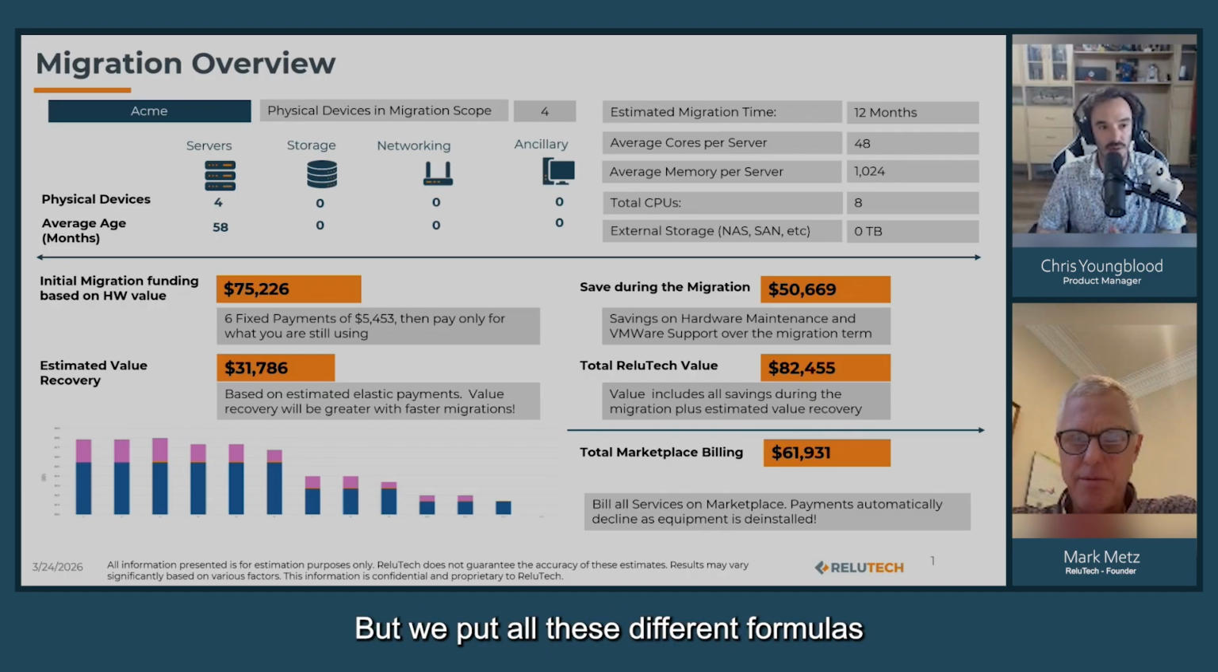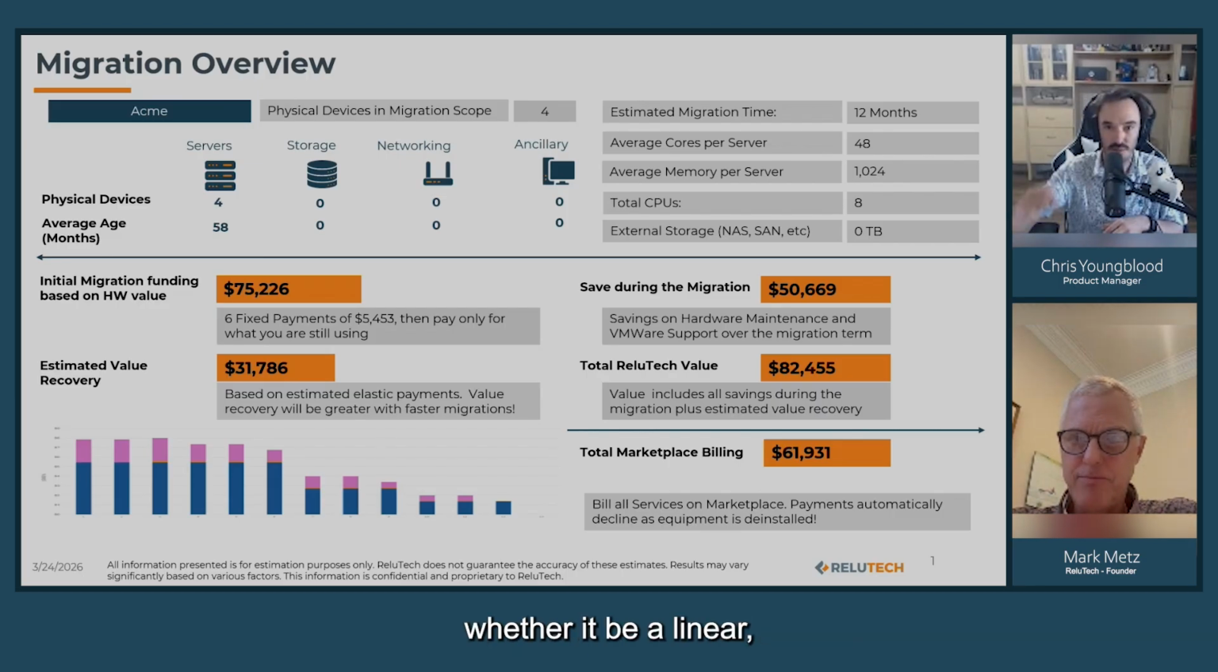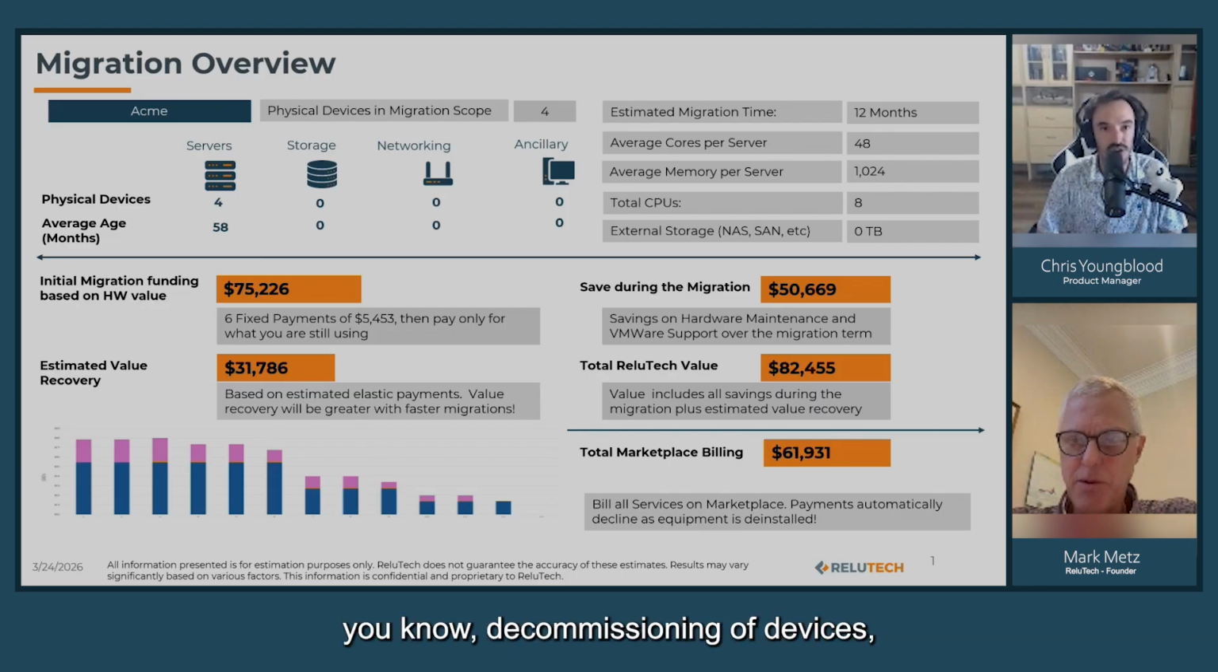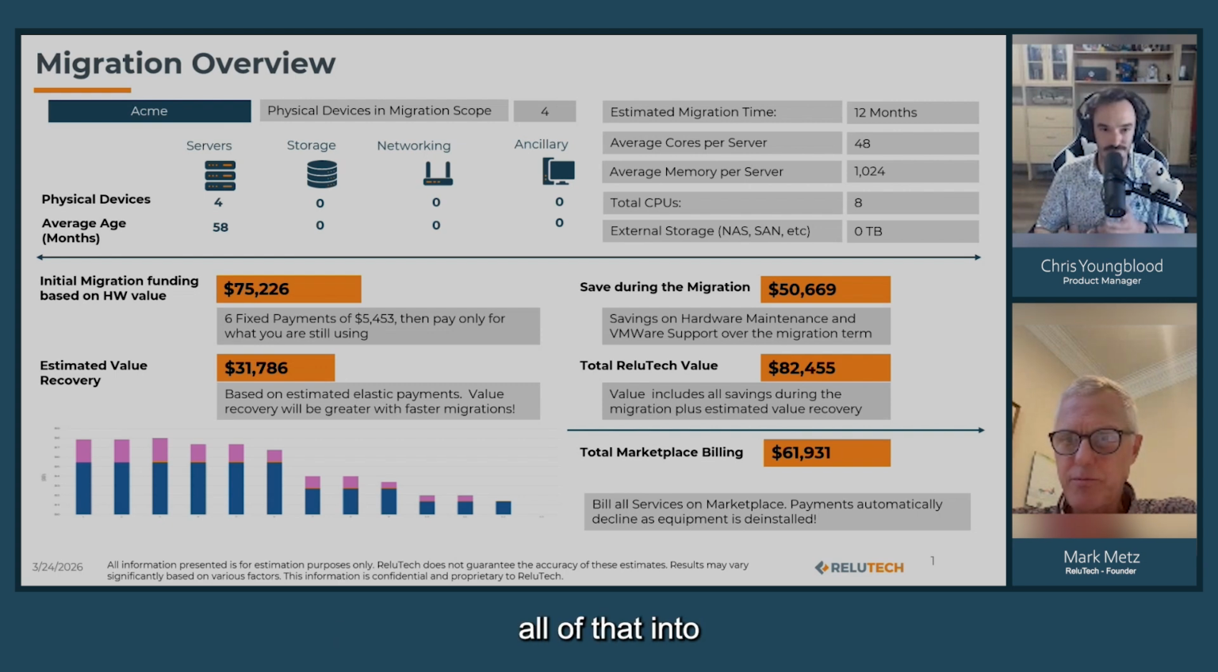But we put all these different formulas in to make sure that no matter how your migration is going to move, whether it be a linear, decommissioning of devices, wave plans, or if you have unique maintenance contract timelines, we can really tie all of that into how we structure this for this customer's respective output. Yeah, that's a great point.